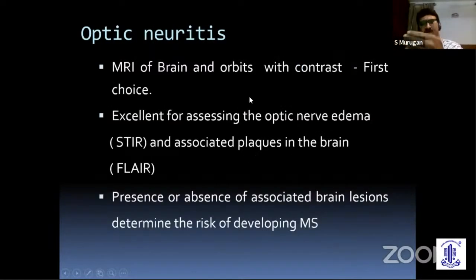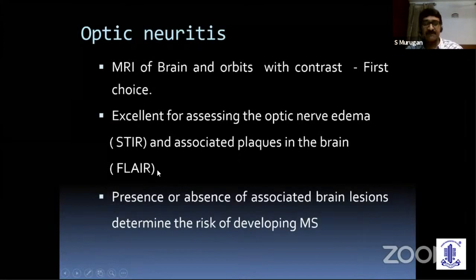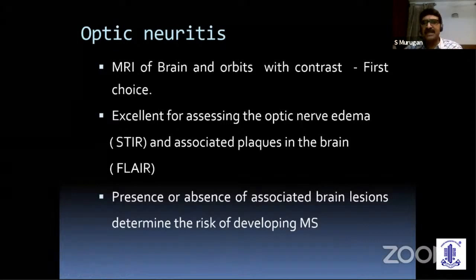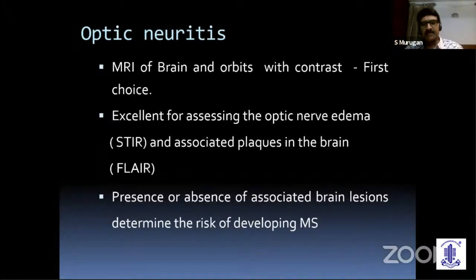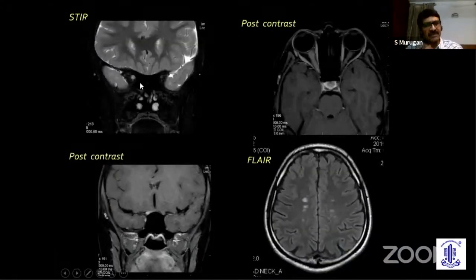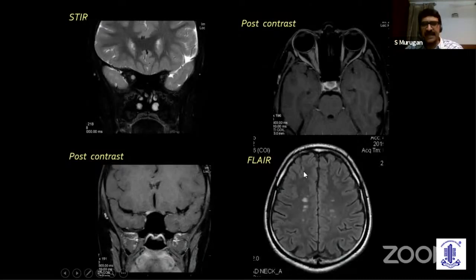Of course, as mentioned earlier, MRI brain with contrast is the imaging choice. The STIR sequence is good for picking up optic edema, and the FLAIR sequence for the plaques. And as mentioned earlier in the optic neuritis treatment trial, the presence of plaques means that the patient is more likely to develop multiple sclerosis, more than a 50% chance. In some of the images, you can see the STIR sequence, even the plain one itself, is very sensitive. It picks up the edema here, the contrast shows the enhancement, post-contrast even the optic chiasma, and in the FLAIR sequence, you can see the multiple plaques.